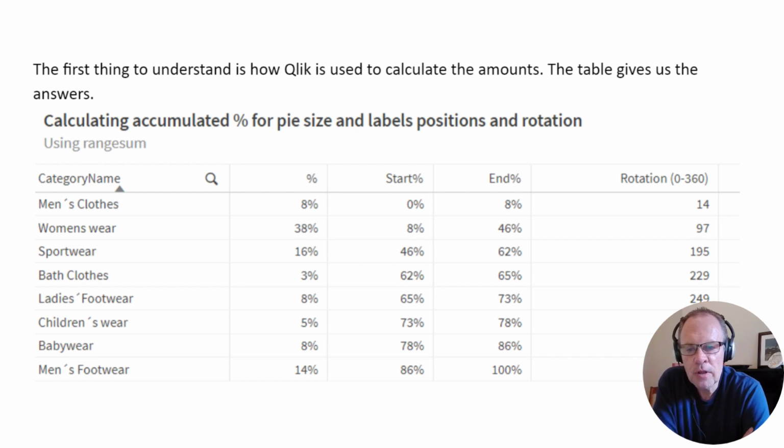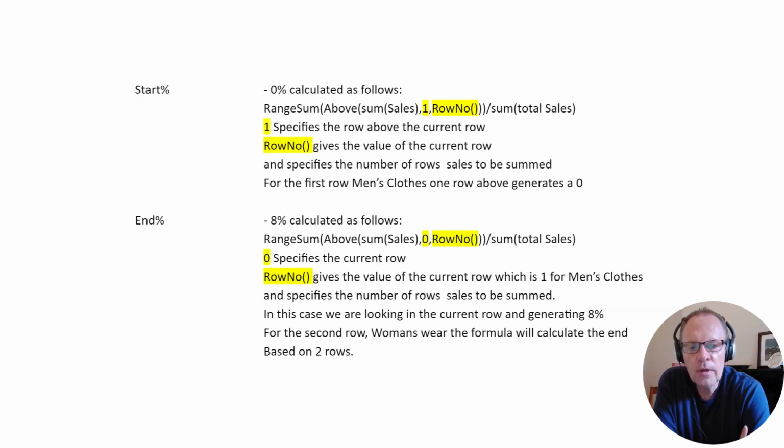And let's assume that we're in this category name order, because that's the order we're going to use for our charts. So a couple of things to look at here. We need to figure out the start percentage, so where that particular dimension starts. And in this case, we're using a formula called range sum, and then we're looking above and using the row number to make the calculation. So in this case, a 1 is the row above the current row.